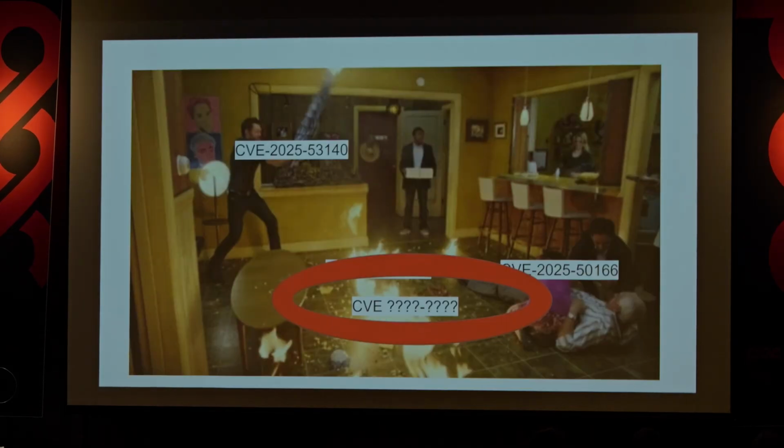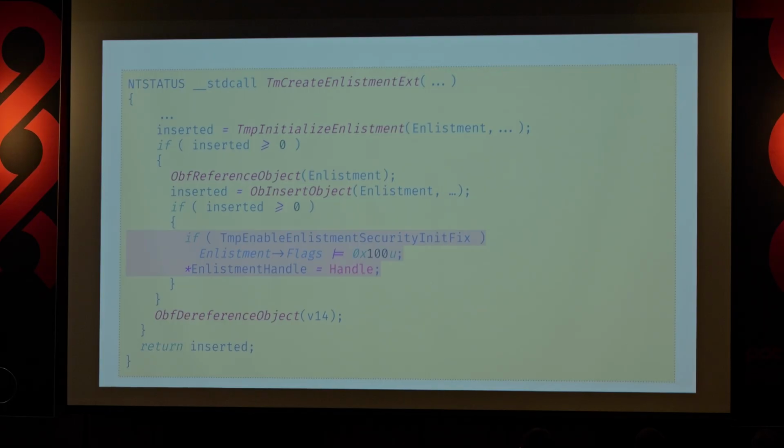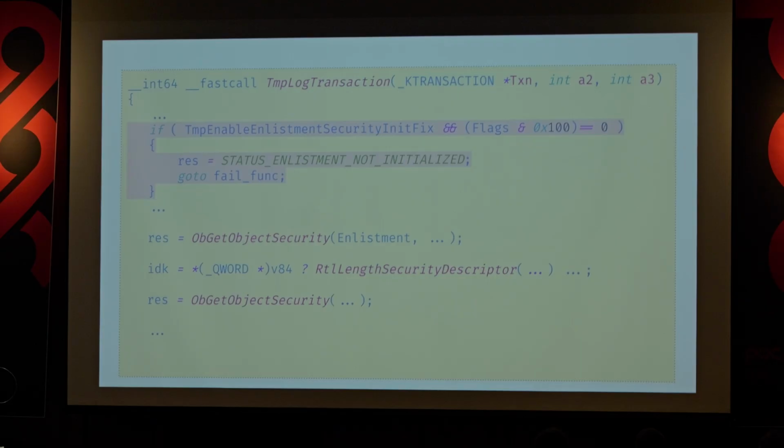Yep. Now, let's take a look at the next vulnerability. This, according to Microsoft, is called the enlistment security init. And the patch is pretty simple. It adds this hex 100 flag to the enlistment after OB insert object. Importantly, OB insert object is what creates the enlistment handle. And this hex 100 flag that's applied to the enlistment is only used, as far as I can tell, in one other place, TMP lock transaction. Specifically, if an enlistment is used in this function without this flag, it will fail.